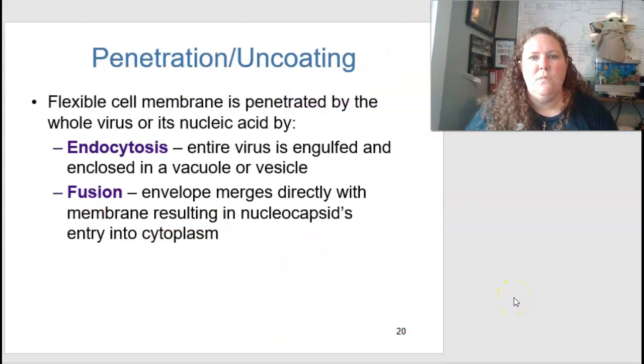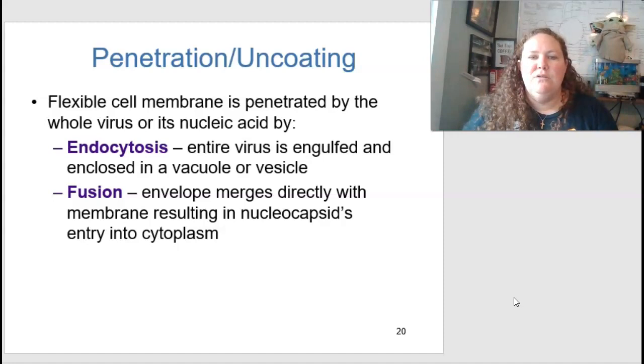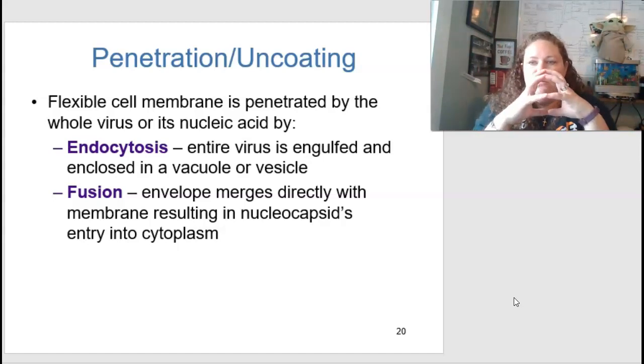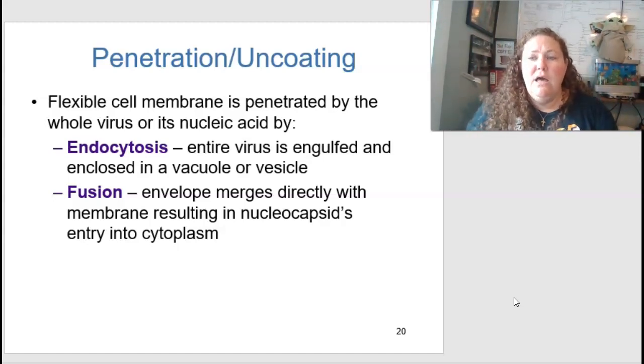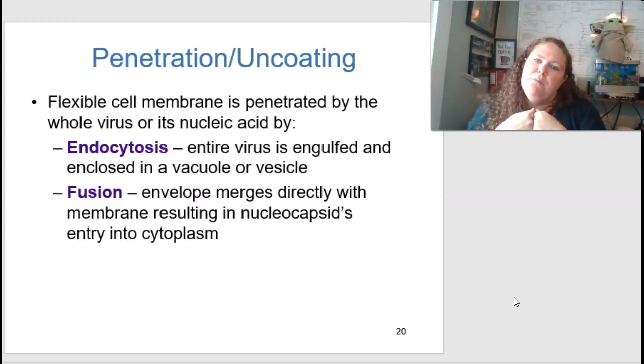Okay. So what is penetration and uncoating? Well, the flexible cell membrane is penetrated by the whole virus. Like I said, it's kind of like that needle injecting in there. And then we have endocytosis, when the entire virus is engulfed, brought in, and enclosed in a vacuole or a vesicle, which you can think of as a little pocket, right? And then we have fusion. If we ever have welded or glued something together, you fused it together, okay? So fusion is when the envelope merges directly with the membrane, resulting in the nucleocapsid's entry into the cytoplasm.